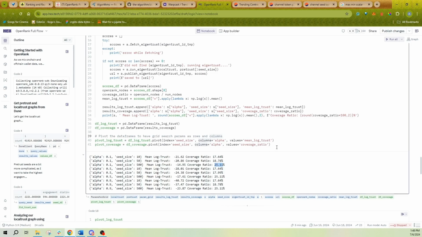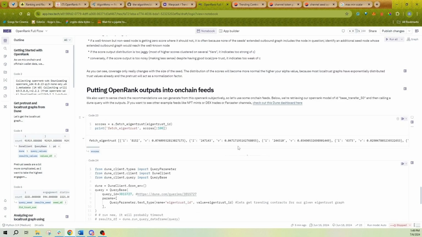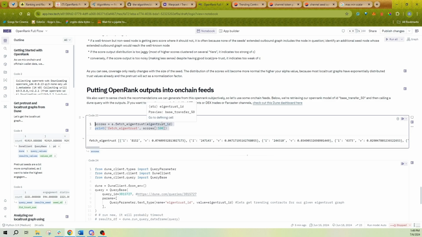Obviously, as I increase the seed size, the coverage ratio goes up as well, right? You don't want to choose a seed that's the whole size of the network because, as you can see, as I increase the seed, the mean trust actually went down. All right, so you're trading off between the distribution of trust, the size of the seed, and a few other factors. Ultimately, now that I have this saved as a graph, I could call this graph, which Eigentrust ID here is just base transfer 50.